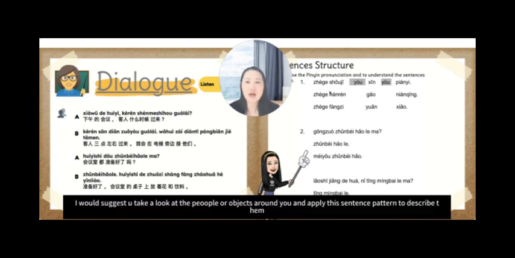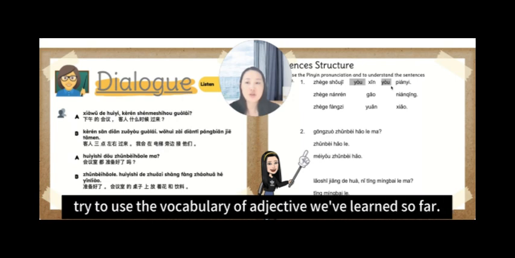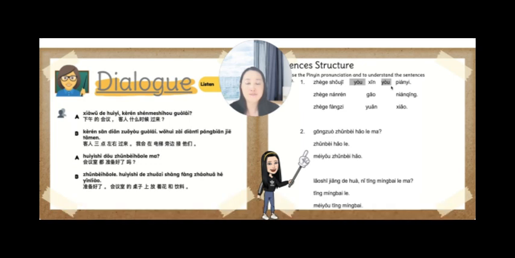tone. So I would suggest you guys take a look at the people or the objects around you and try to apply this sentence pattern to describe them, alright? Try to use the adjective vocabulary we have learned so far.